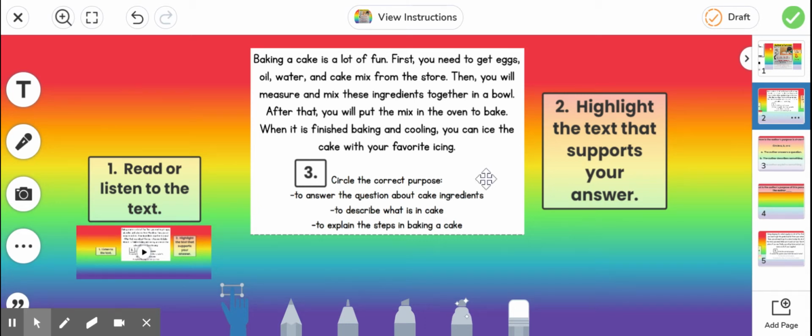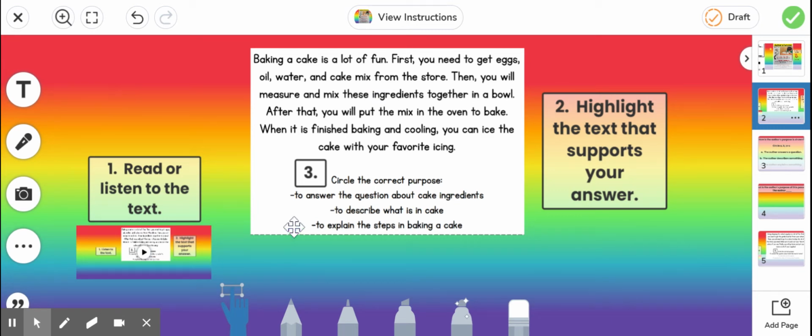So the question is, circle the correct purpose, or what is the author's purpose? To answer the question about cake's ingredients, to describe what is in cake, to explain the steps in baking a cake. Okay, the first response, to answer the question about cake's ingredients, we don't really know how the ingredients work together to make the cake, so I don't think it's the first one. To describe what is in a cake, it does tell us what's in a cake, but the last one, to explain the steps in baking a cake.